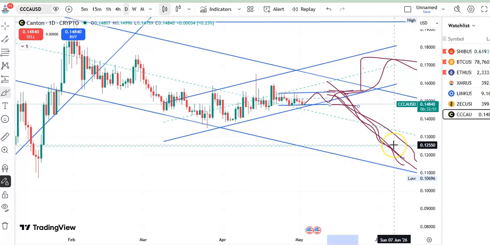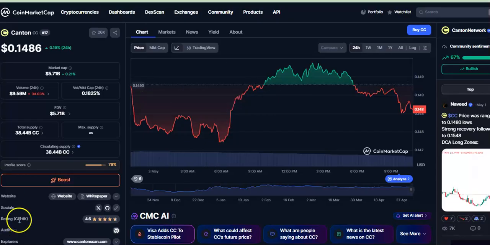Okay, so now we'll talk about other important details about this cryptocurrency. So you can see the current price is $0.1486. It is up by 0.19%. Rank is around 17. Around 26k users are following this cryptocurrency. Market cap is 5.71 billion. Volume in 24 hours is 9.5958 million, and total supply is 34 billion, and circulating supply is 38.44 billion.